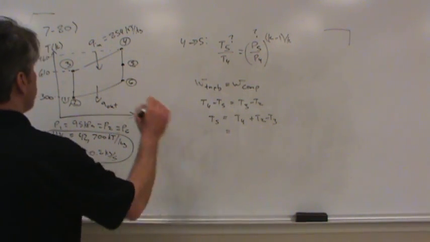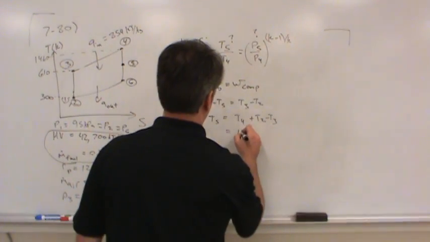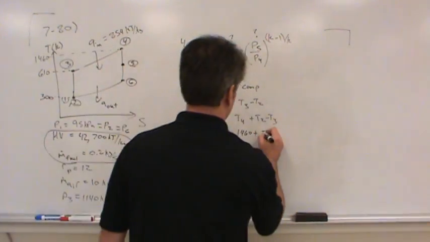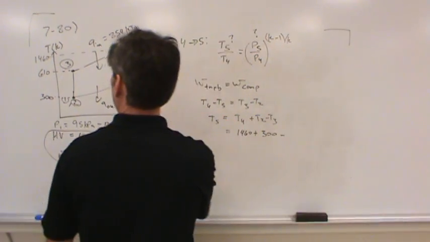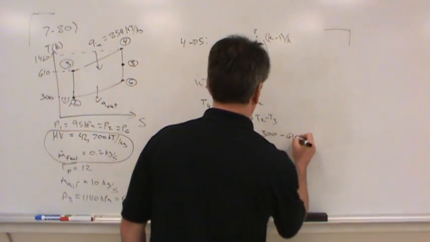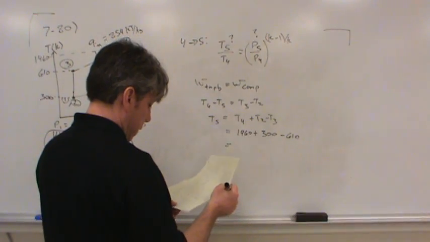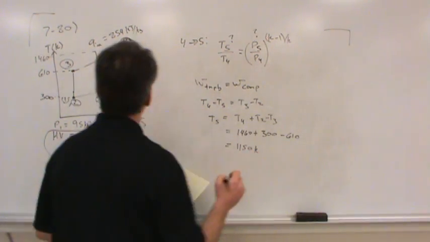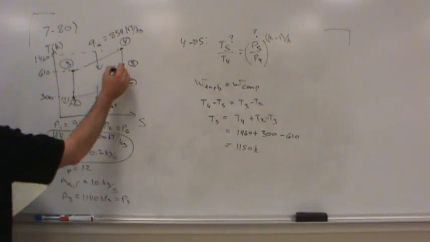All right, so the temperature in state 4 we found was 1460. The temperature in state 2 is 300, less the temperature in state 3, which is 610. Gives us a temperature in state 5 of 1150 Kelvin. Okay, so I've got to cheat a little bit again.